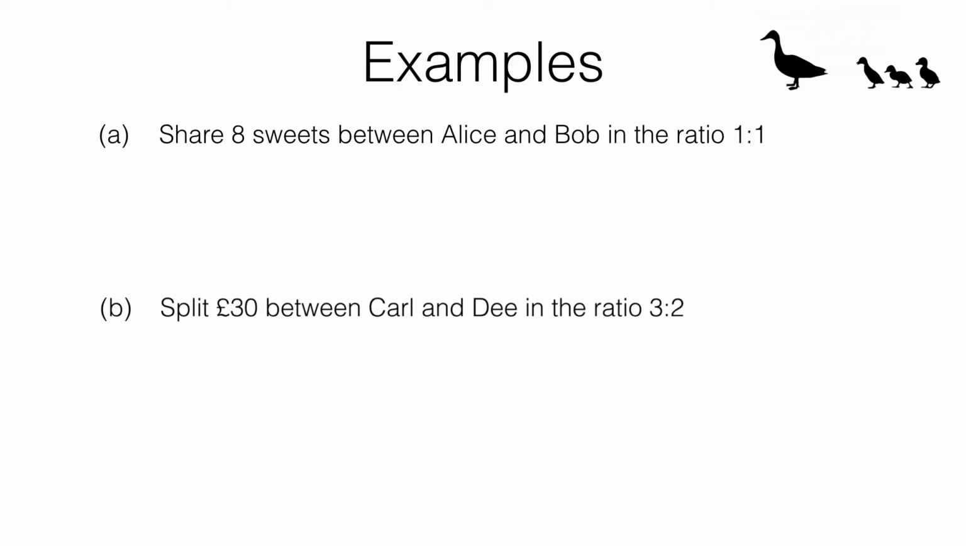In this video, we are looking at sharing quantities in a given ratio. Let's get straight into the first example. I want to share 8 sweets between Alice and Bob in the ratio 1:1.